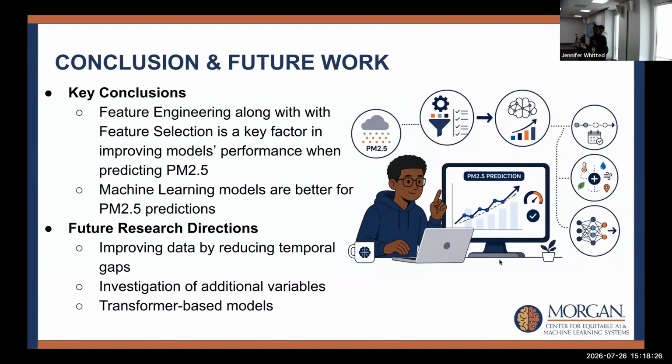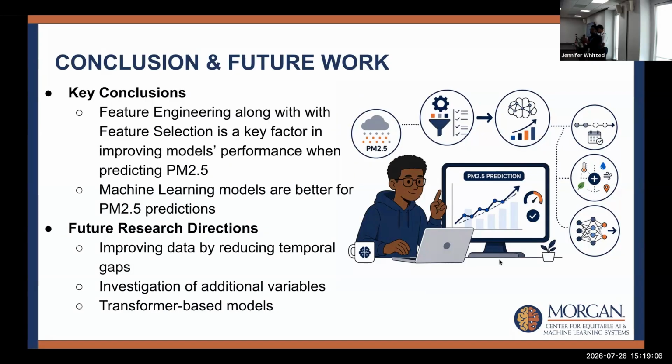Some key conclusions that we found through our research were that feature engineering and feature selection were one of the major factors when it comes to improving model performance. This shows that other research on PM2.5 predictions should use these techniques when trying to give accurate predictions. Another conclusion is that machine learning models are better at PM2.5 predictions. That means for more research that follows this topic, especially in the Baltimore-Washington area, PM2.5 prediction should have a standard of machine learning models that should be used to predict the concentration.